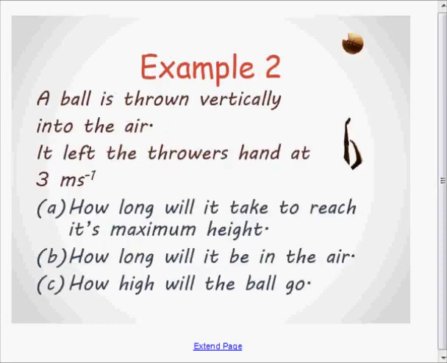Okay, 13.5, 42.5. A ball is thrown vertically into the air. It leaves the thrower's hand at 3 meters per second. How long will it take to reach its maximum height?